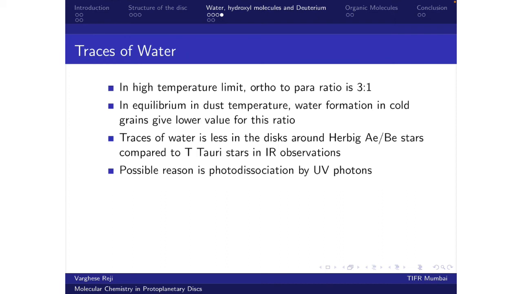In the IR measurements, there is less evidence of water in the disks around Herbig A or B stars than T Tauri stars. This is due to the high quantity of photodissociation that occurs in Herbig A or B stars. As a result, water molecules will soon be separated.